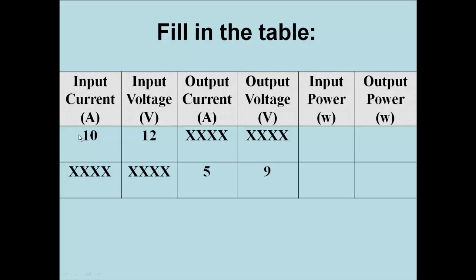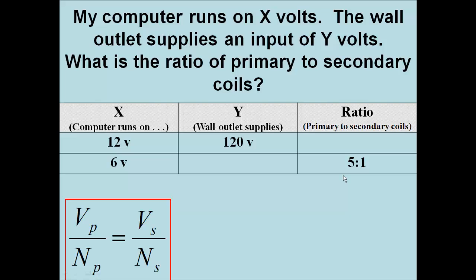What about this example? The input power, let's find that, is current times voltage. That turns out to be 120. What do you know? It's the same. Remember, what you start with is what you end up with. The output side, current times voltage, is 45. So what must we have put in? 45 watts.